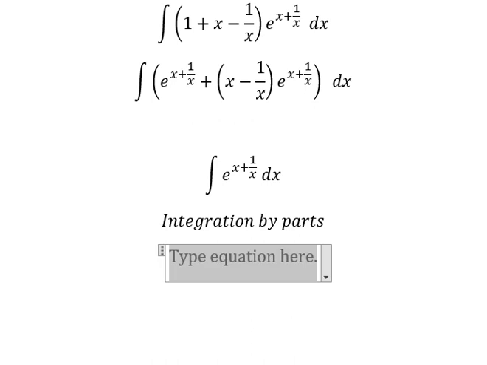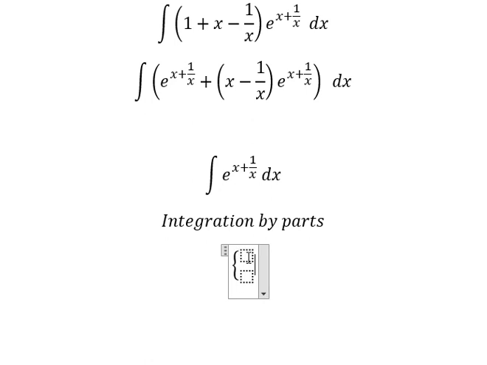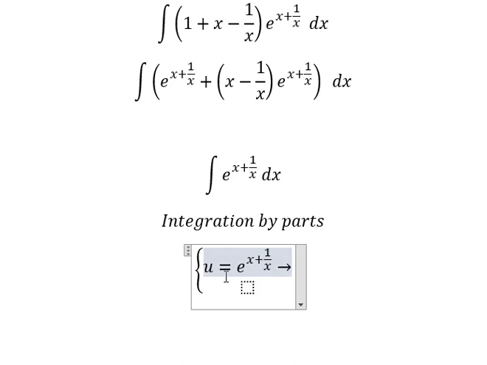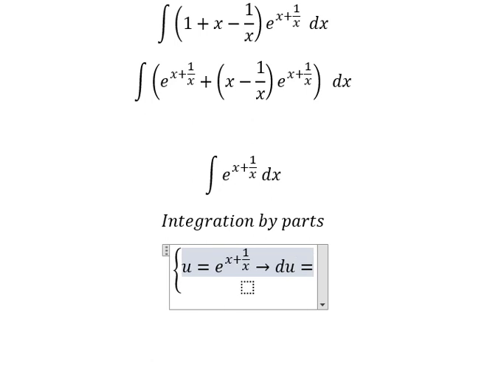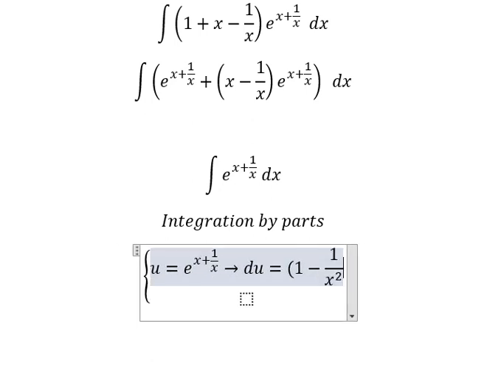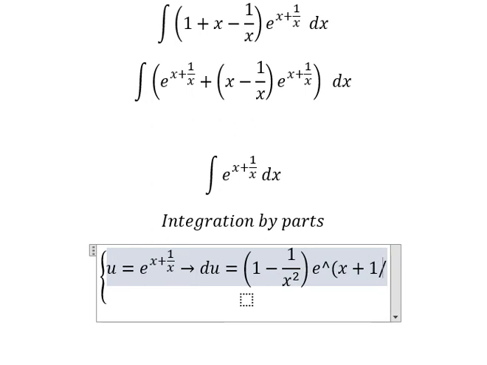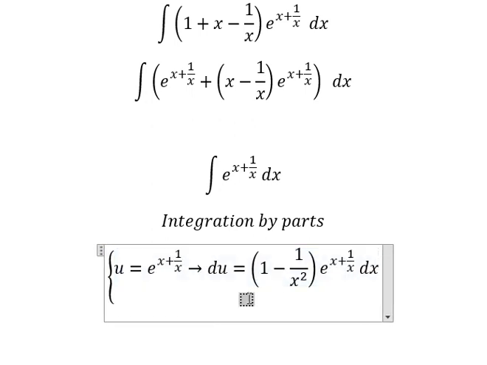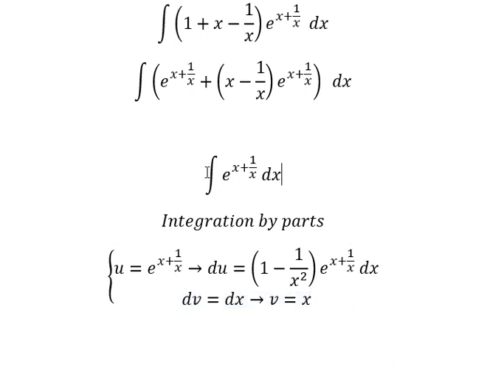So I will put u equals to this one. So we need to do first the derivative for both sides, and we have like this. dv is ds. The integration of this one, we have v equals to s.